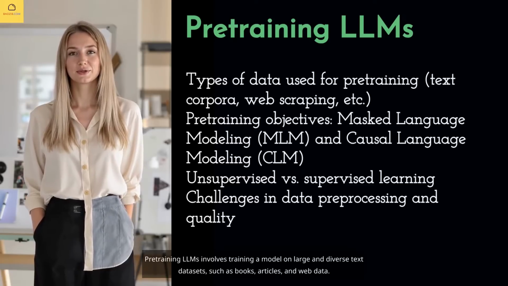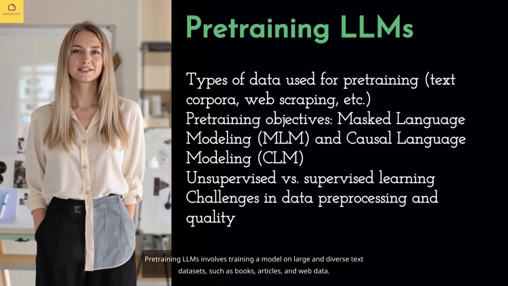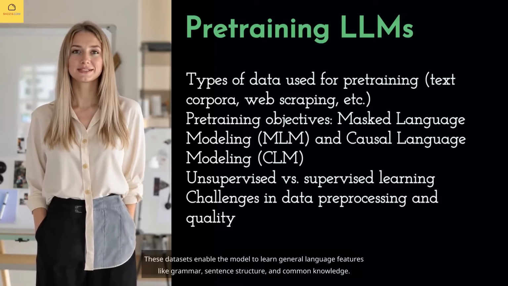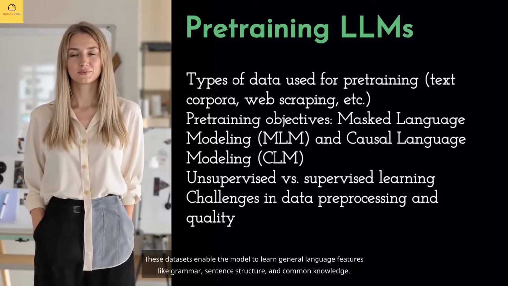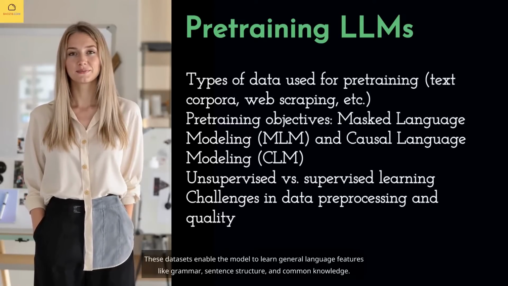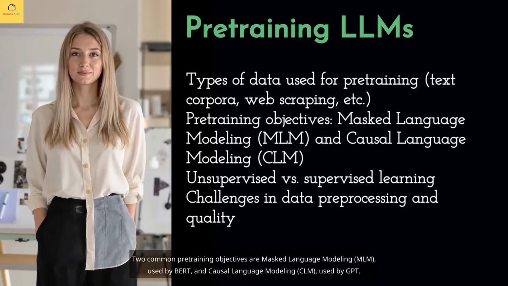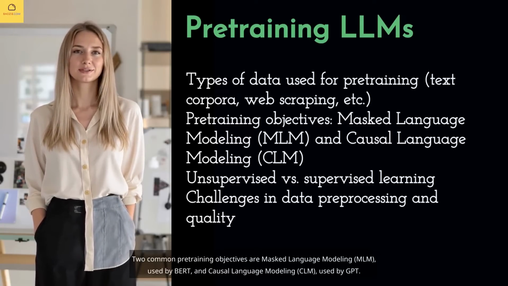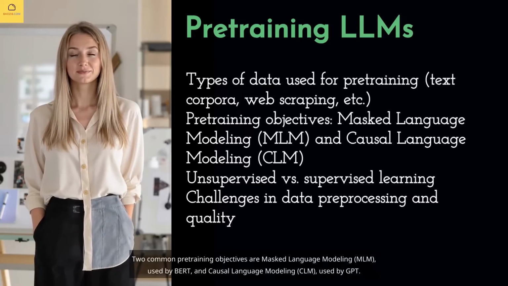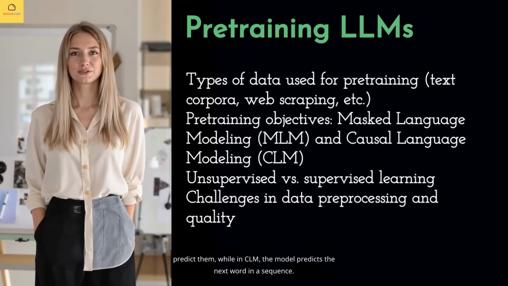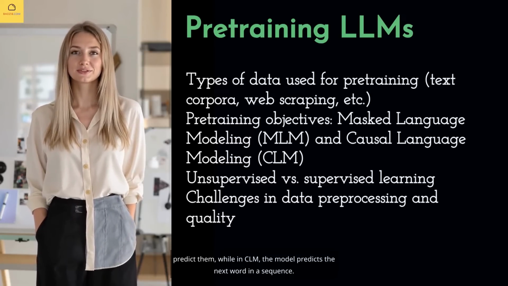Pre-training LLMs involves training a model on large and diverse text datasets, such as books, articles, and web data. These datasets enable the model to learn general language features like grammar, sentence structure, and common knowledge. Two common pre-training objectives are masked language modeling, MLM, used by BERT, and causal language modeling, CLM, used by GPT. In MLM, random words in the input are masked, and the model learns to predict them, while in CLM, the model predicts the next word in a sequence.